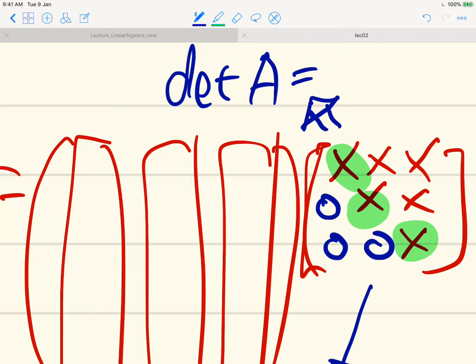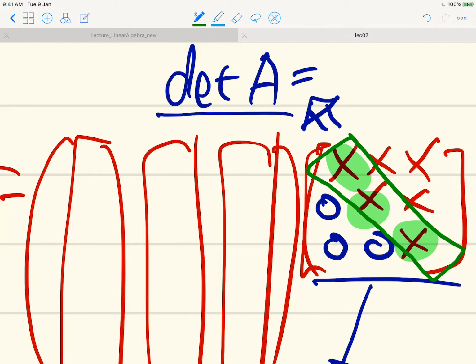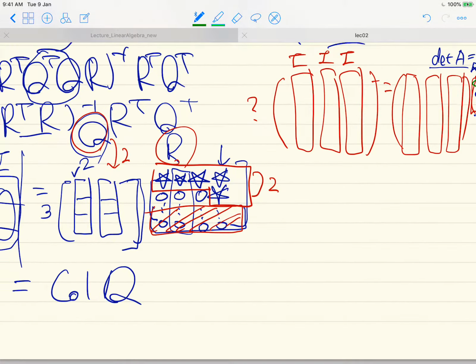Again, the determinant is defined for square matrices. Then, what is the determinant of this upper triangular matrix? Does anyone know the formula? The formula is the product of all the diagonal elements. So if they are all non-zero, then the determinant will be non-zero, and thus it will be invertible. And what about this case?